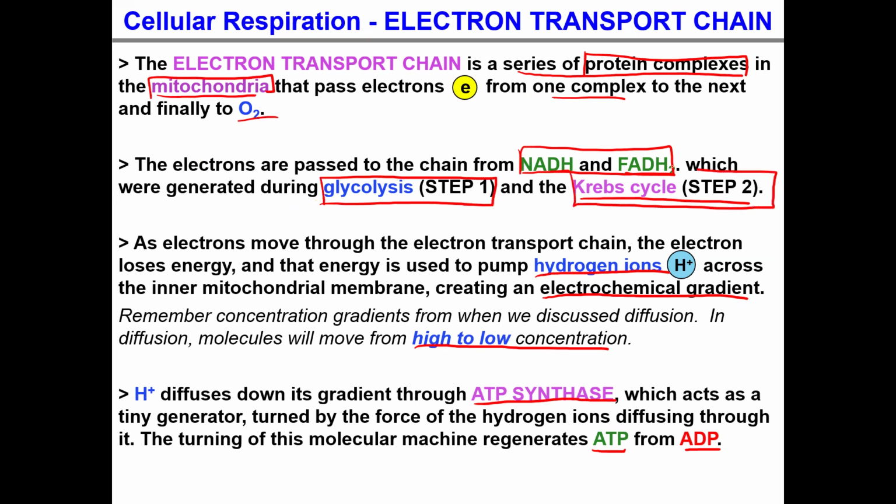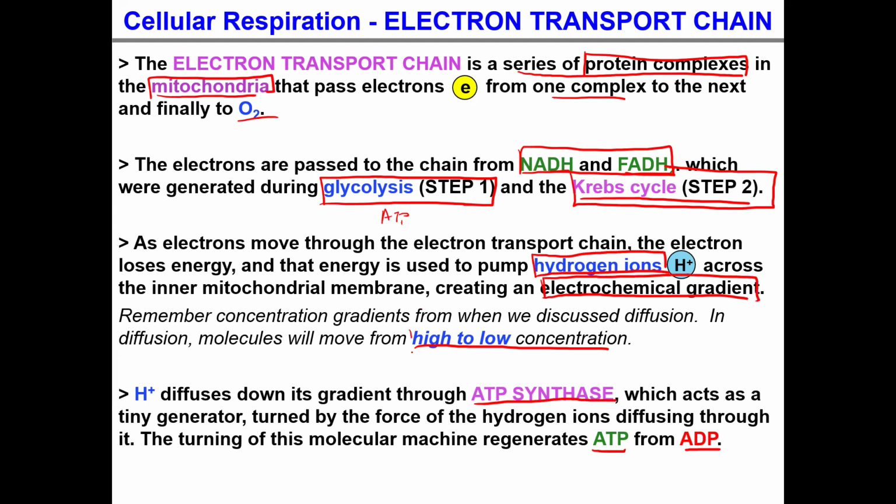Again, we went through our first step in order to produce some precursors for this. We did produce a little bit of ATP, but our main step was to produce those precursors. Same thing with the Krebs cycle. We wanted to make those precursors for this specific portion. The reason I keep stressing that is because the electron transport chain is going to produce a massive amount of ATP, and it does that using our hydrogen ions across our electrochemical gradient.